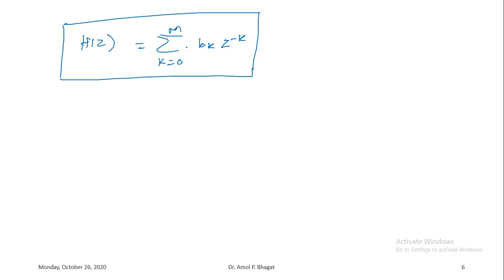Okay, so the denominator is not there. So this system is called what? All zero system. Such a system is an FIR system, that is, finite impulse response system. So H of z will contain capital M zeros, whose values are determined by the system parameters, that is, the constant coefficients b_k, and an Mth order pole at the origin may be there.